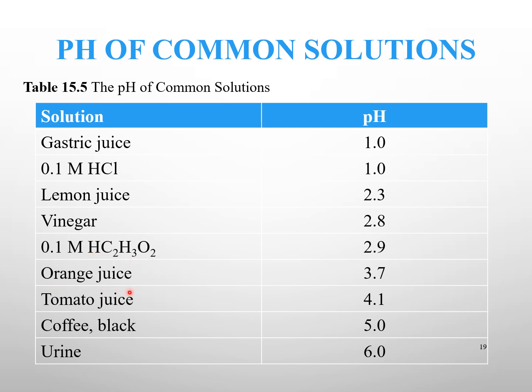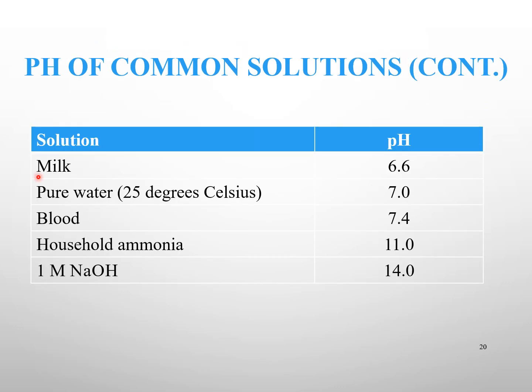Orange juice is acidic, about 3.7. Tomato juice is about 4.1, still acidic. Black coffee is still acidic, 5.0. Urine is 6.0. So that's still considered acidic because it's not 7 yet. Milk is 6.6, still fairly acidic. Pure water at 25 degrees is considered 7. Now, blood, household ammonia and sodium hydroxide are going to be basic pH values here.